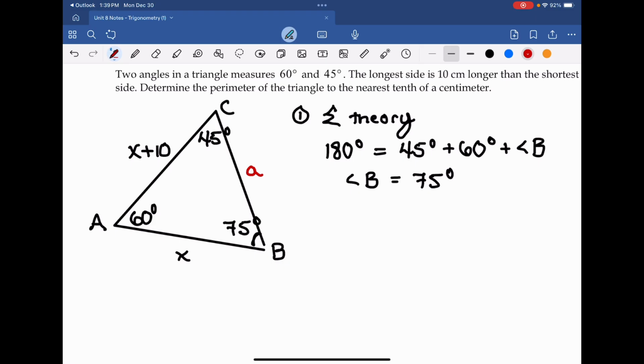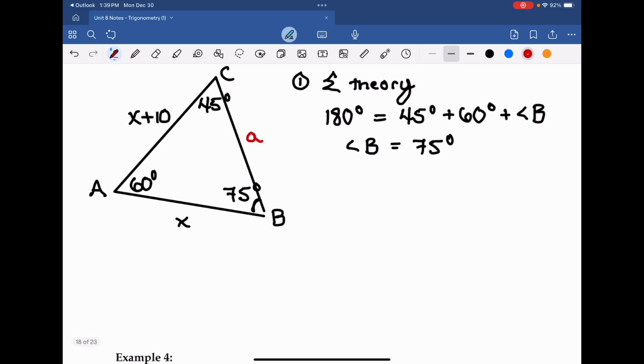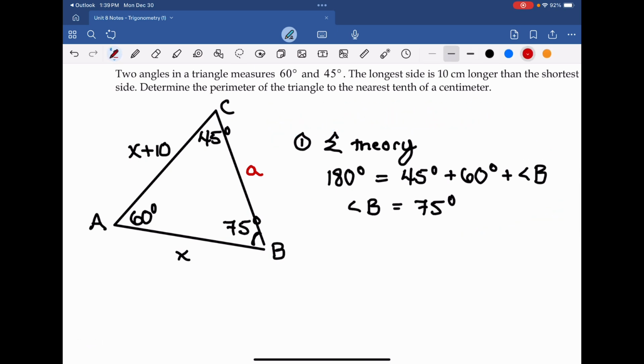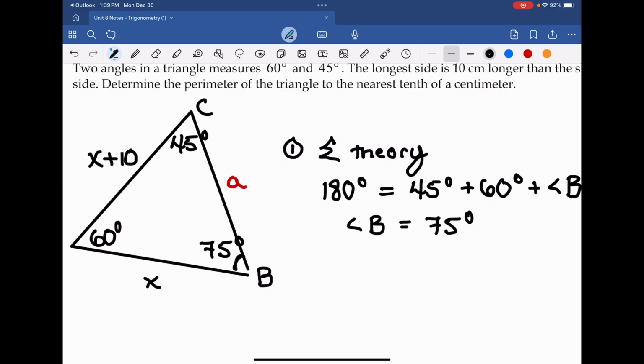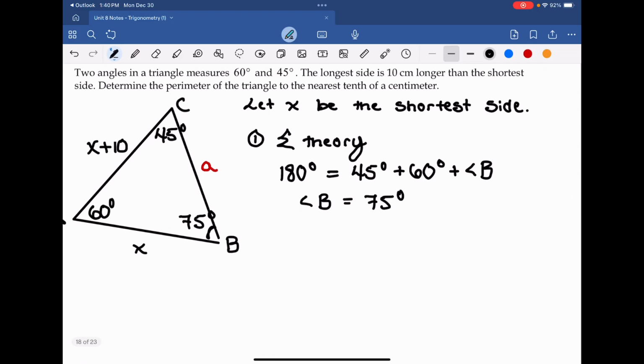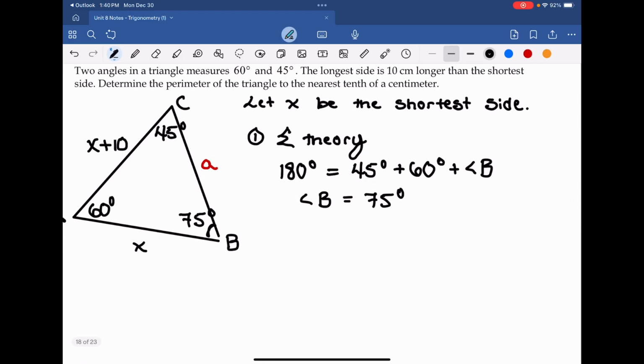So first of all, I'm going to move this work down just a little bit so that we can define it right above. Because we've used X as the shortest side, I'm going to make sure I write that. Let X be the shortest side. Perfect. Just so that we have it defined and we're not questioning what's going on here. Okay, so there's step number one.